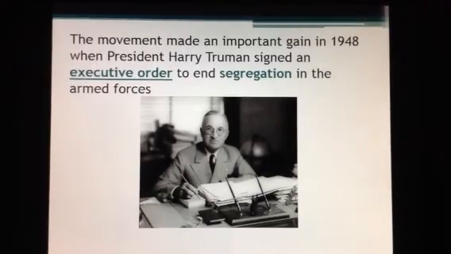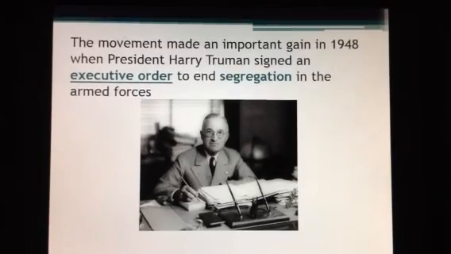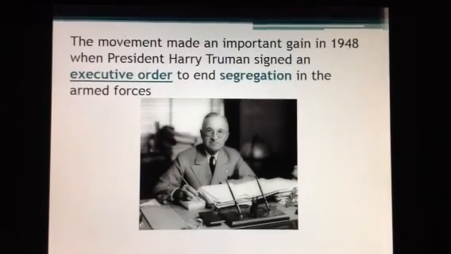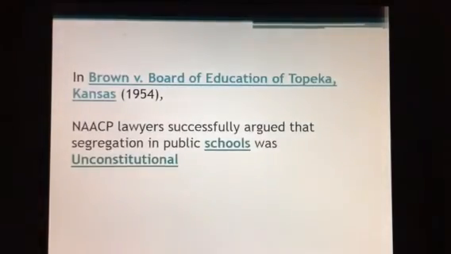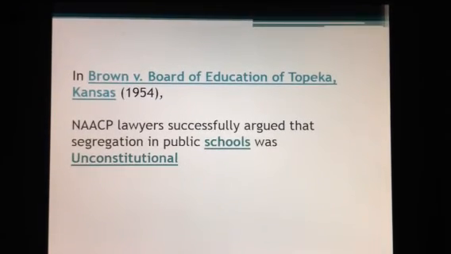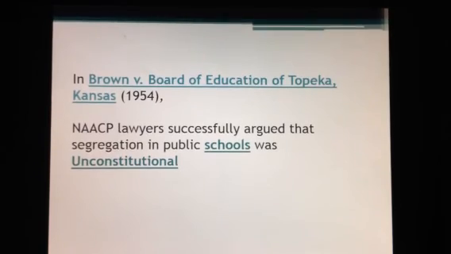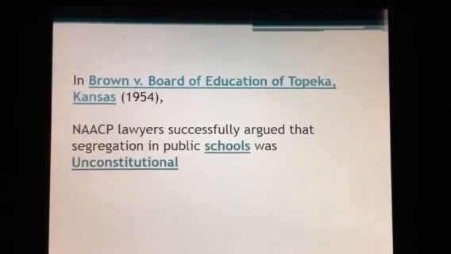The movement made an important gain in 1948 when President Harry Truman signed an executive order to end segregation in the armed forces. We talked about this executive order in an earlier lesson, but it wasn't until 1954, Brown versus Board of Education of Topeka, Kansas, that the separate but equal doctrine was shot down by the Supreme Court. We'll pick up lesson 49 with that landmark case, Brown versus Board of Education.